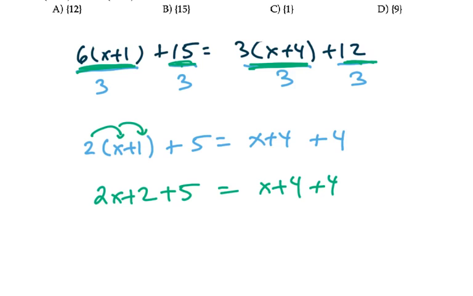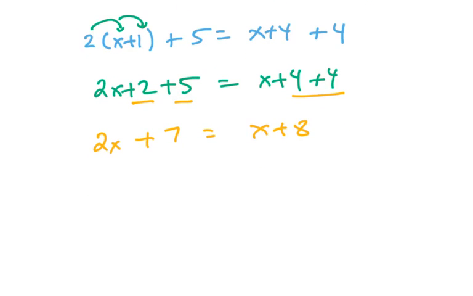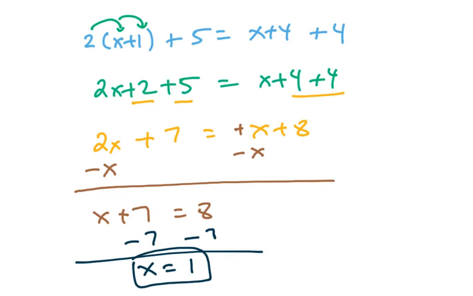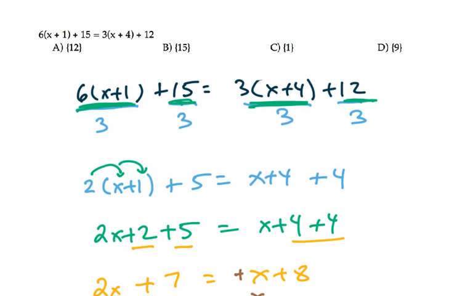And from here, I can combine like terms. So we see you have 2 and 5, which gives me 7. Here we have 4 and 4, which gives me 8. And then we'll put our x's together. So since this is positive, I'm going to subtract x from both sides. And then because we're adding 7, I'll subtract 7 from both sides. And x is 1. Okay. All right, moving on.